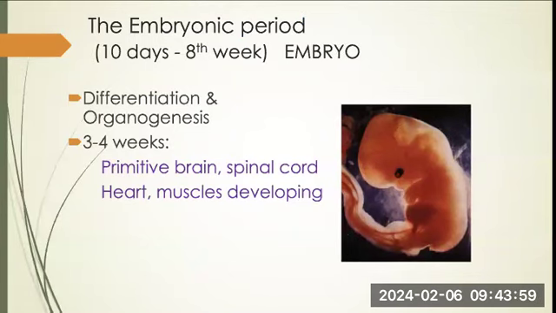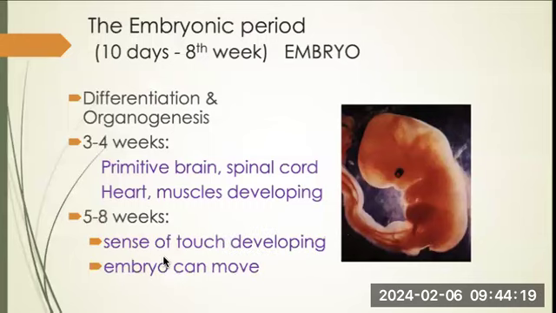So many of the terms that we use, you can actually break it down. So organo, organs, and genesis is the beginning. It's the beginning of organ formation. In 3 to 4 weeks already, we have a primitive brain, the spinal cord starting to develop, and the heart and muscles are developing as well. First 3 to 4 weeks. A woman doesn't even know she's pregnant in many cases. 5 to 8 weeks, sense of touch is developing, and the embryo can move by the end of this.